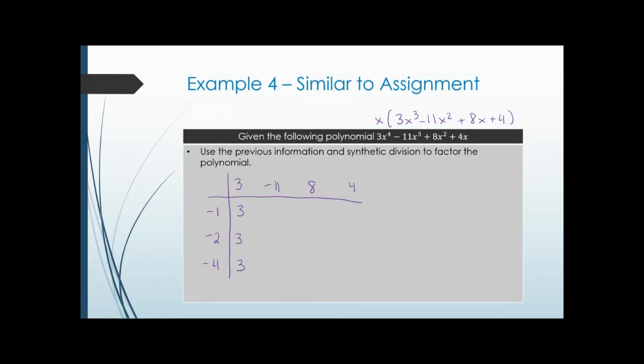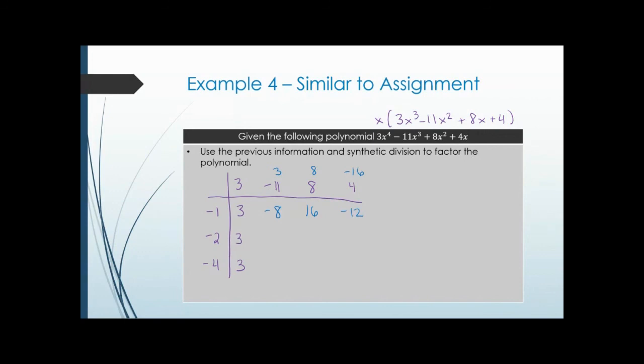So -1 times 3 is -3. 3 minus 11 is -8. Then I have -1 times -8, which is 8. 8 plus 8 is 16. -1 times 16 is -16. -16 plus 4 is -12. Okay, so that is not a zero because I did not get 0 in the very last spot. So, okay, got that down, not a 0.